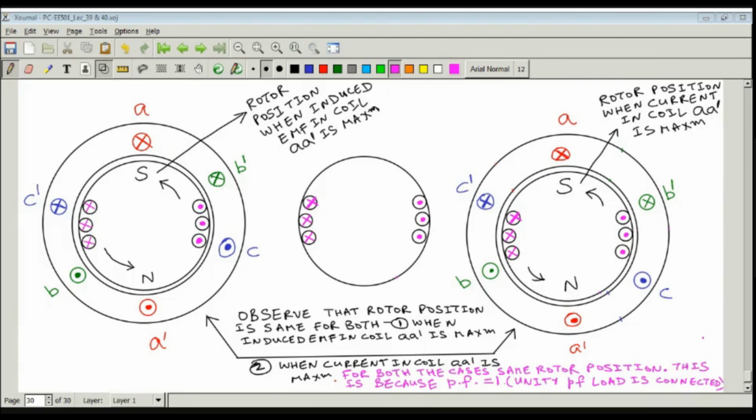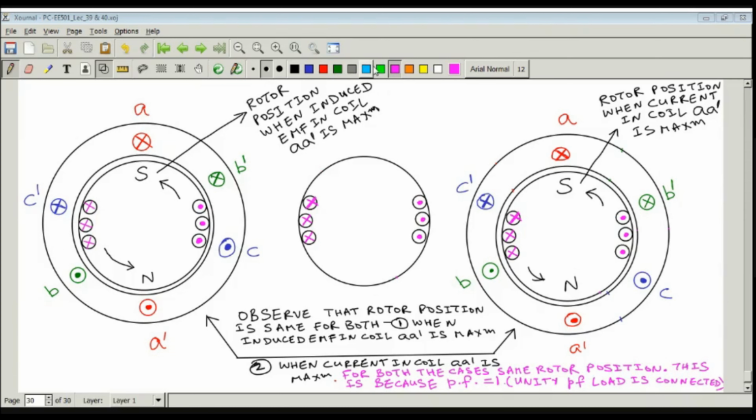The armature winding is connected with a resistive load. Resistive load means unity power factor load. That is the reason the time instant is the same. I mean to say, at the same time instant, voltage is having its peak value as well as the current. So that is the reason you are having the same rotor position. So up to this, it is clear.